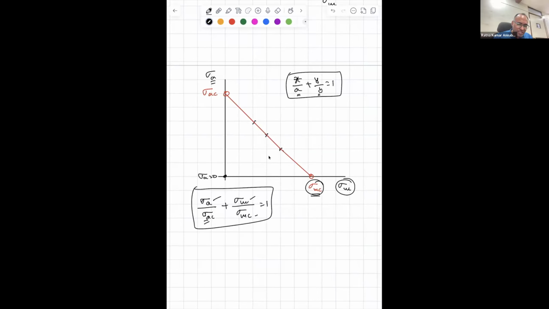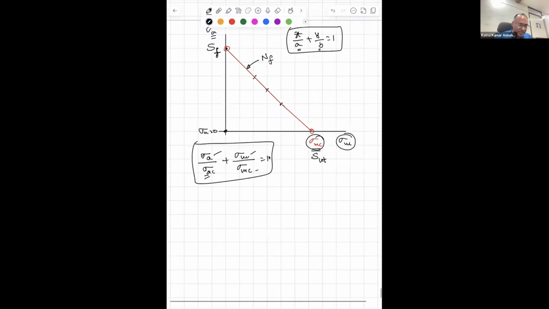that means this should actually be sigma UT, or SUT. And here for that particular number of cycles, Nf is the number of cycles. Corresponding to that, this will be SF. When mean stress is 0, the failure stress corresponding to those number of cycles is SF. That means stress amplitude. So now I can rewrite this as sigma m by SUT plus sigma a by SF equal to 1.